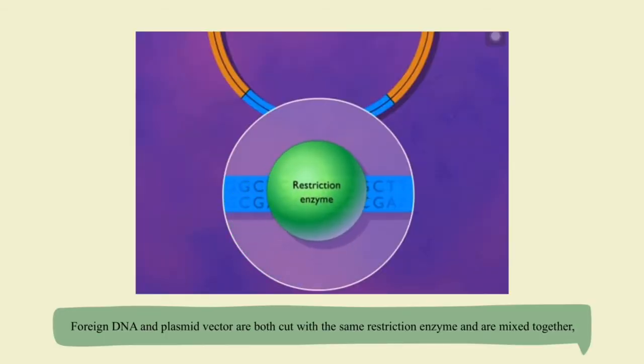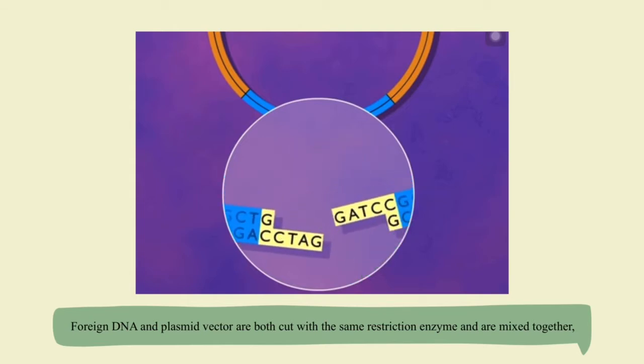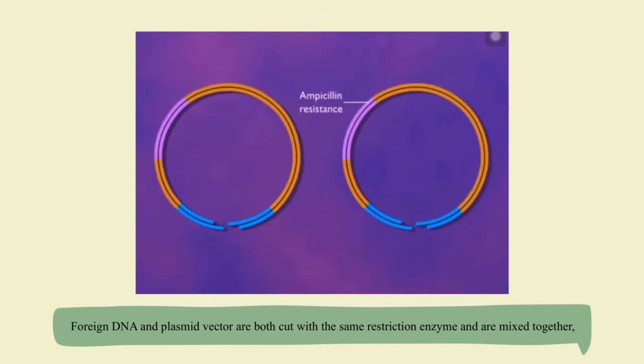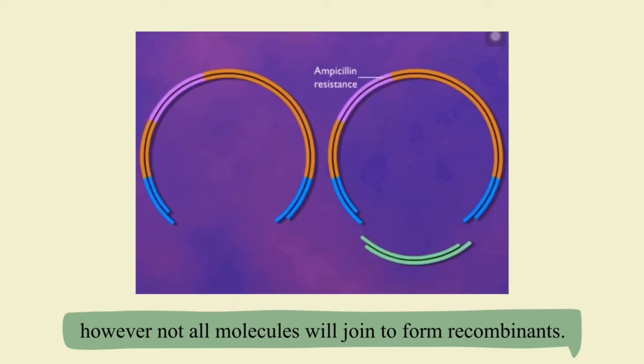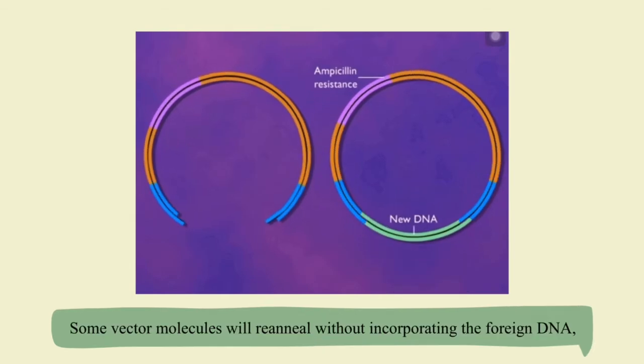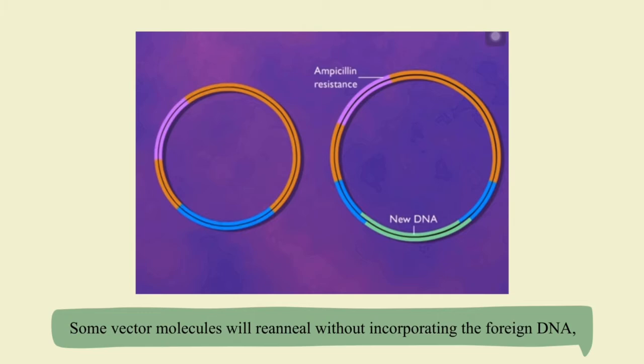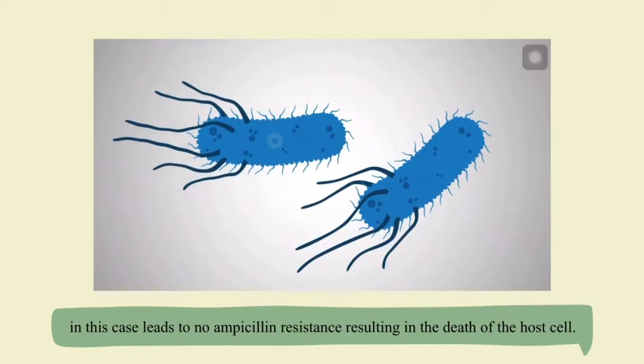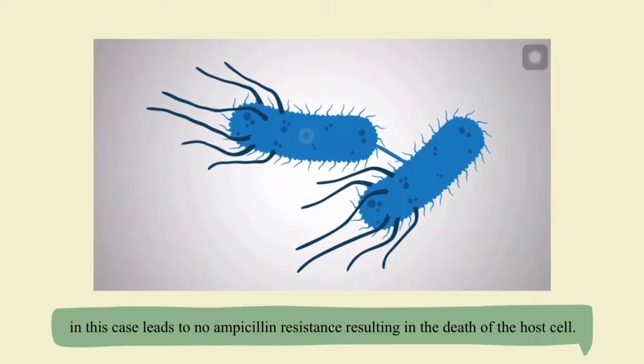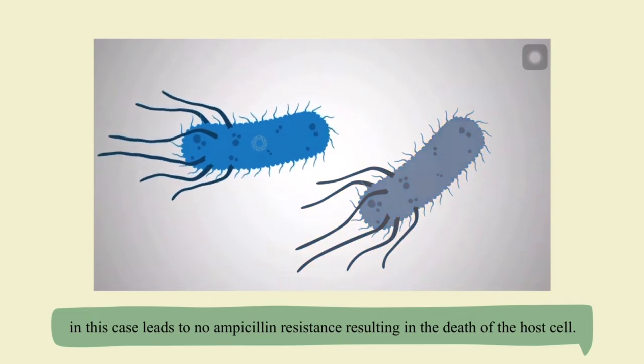Foreign DNA and plasmid vectors are both cut with the same restriction enzyme and are mixed together. However, not all molecules will join to form recombinants. Some vector molecules will reanneal without incorporating the foreign DNA. In this case, it leads to no ampicillin resistance, resulting in the death of the host cell.